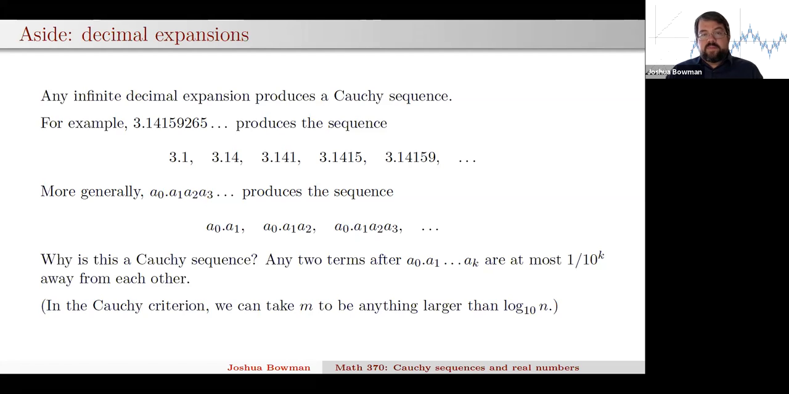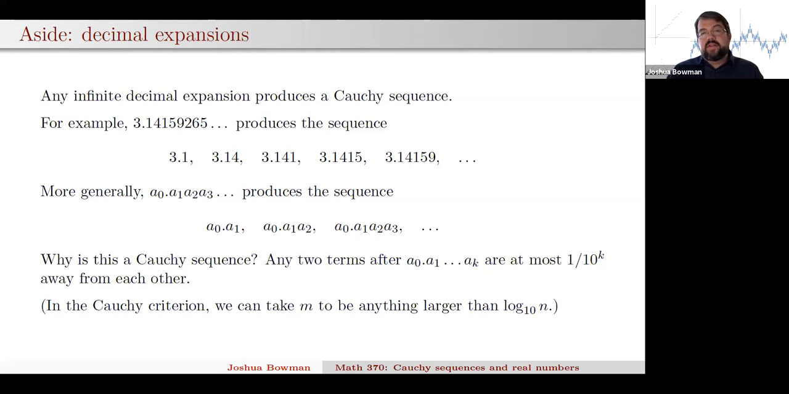Well, if you specify up until the kth decimal position after the decimal point, then after that, any two numbers are going to agree in those first k positions as well as whatever came before the decimal point. And so their difference will be at most 1 over 10 to the k.